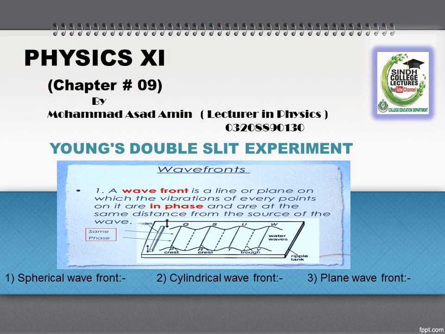As you see in the diagram, we have two waves and we have taken different points on the wave, for example P, Q, R, S, T, U, V, W. Now you see these points are all in phase and are at the same distance from the source of the wave. So all these portions on the wave having the same state of vibration are termed wavefronts. Now there are three types of wavefronts: spherical wavefront, cylindrical wavefront, and plane wavefront.